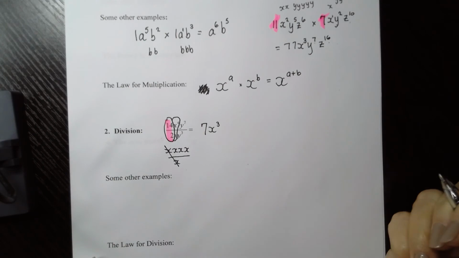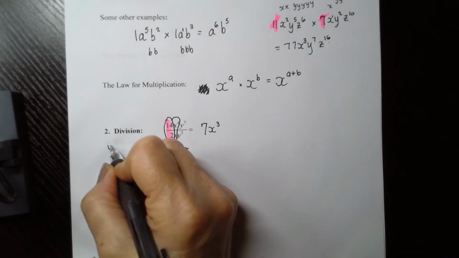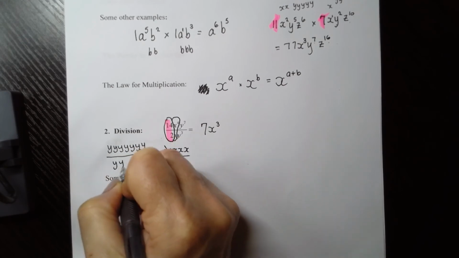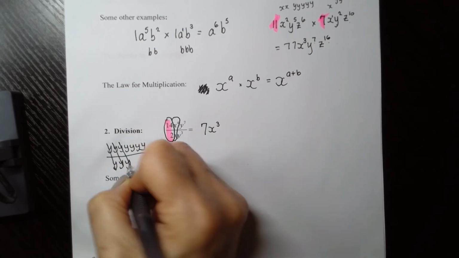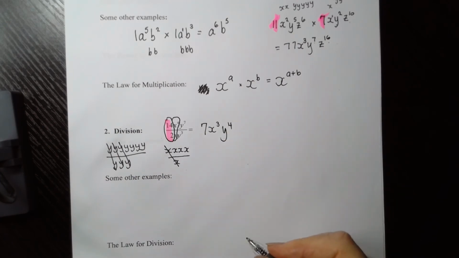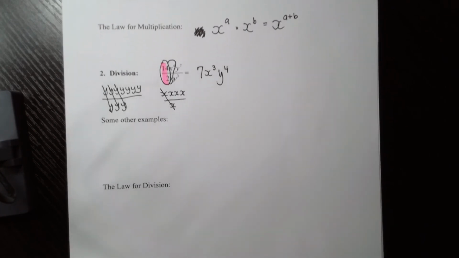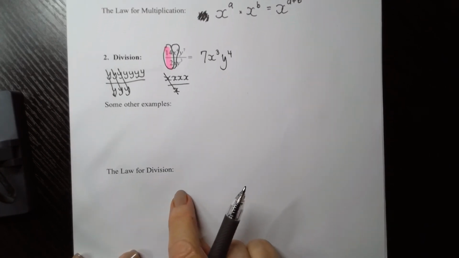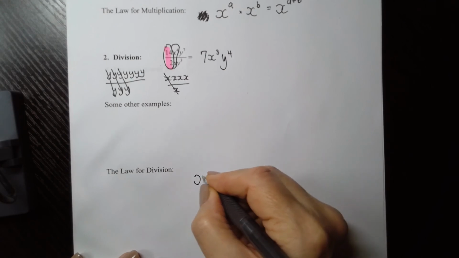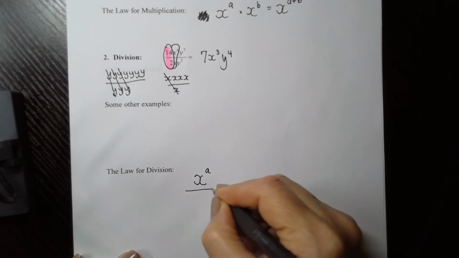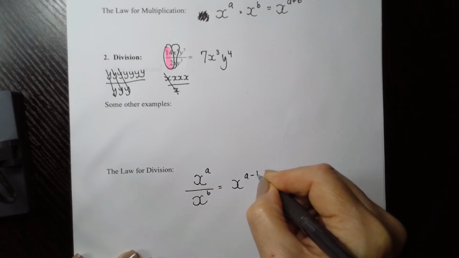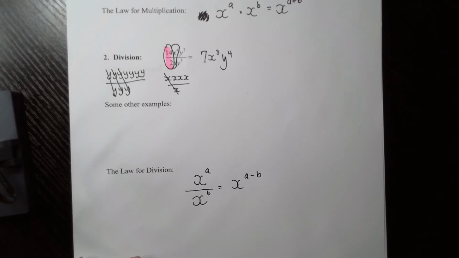What about y to the 7th divided by y to the 3rd? You can see I have that left over. So the rule for division is, I don't think we even need any other examples. The rule for division is that if I have x to the a over x to the b, that's x to the a minus b. Okay, that was all of 6b.